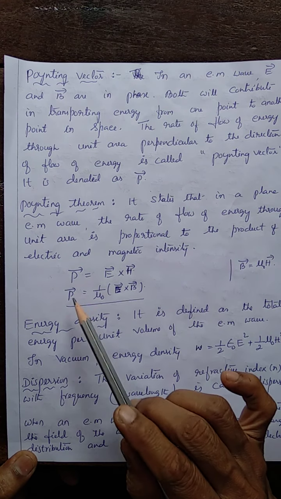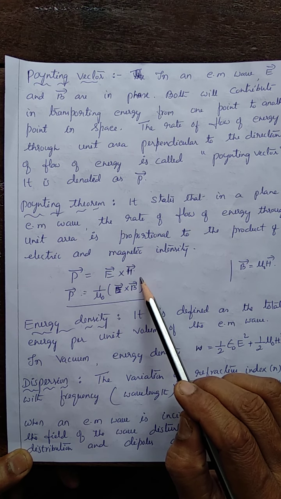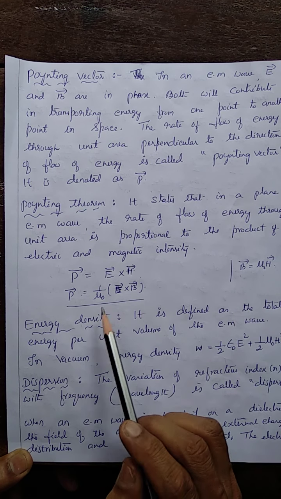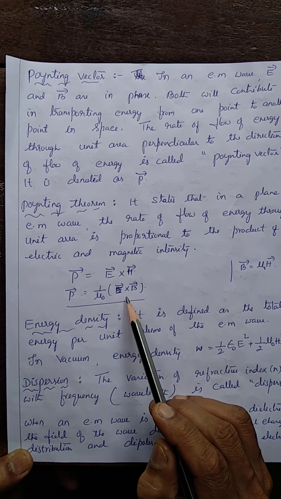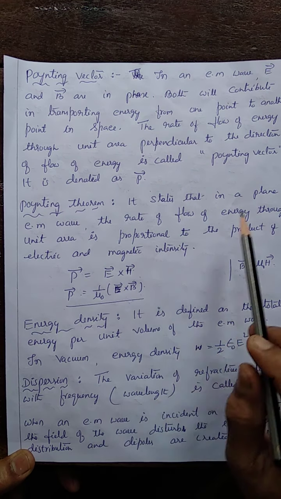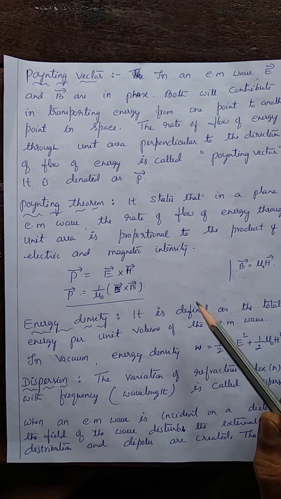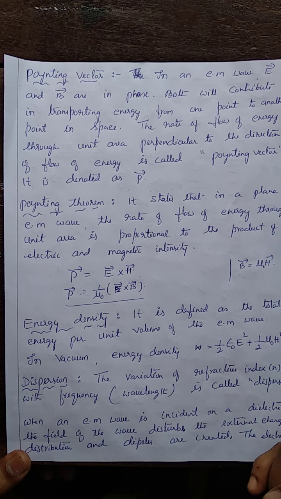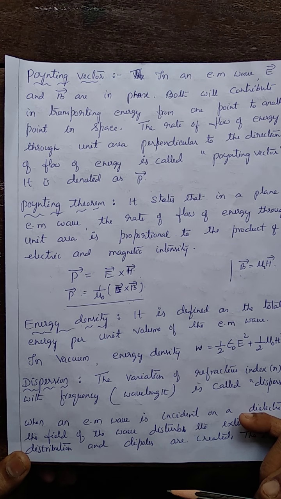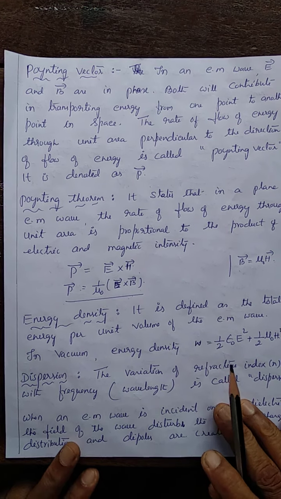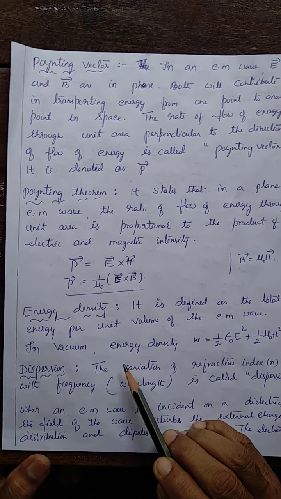And this Poynting vector is given by E vector cross H vector. B is mu naught H, so what is H? B by mu naught. So we get P vector as 1 by mu naught E cross B. This is nothing but Poynting's vector. What it states: in a plane electromagnetic wave, rate of flow of energy through unit area is proportional to product of electric and magnetic intensity. This is Poynting's theorem.